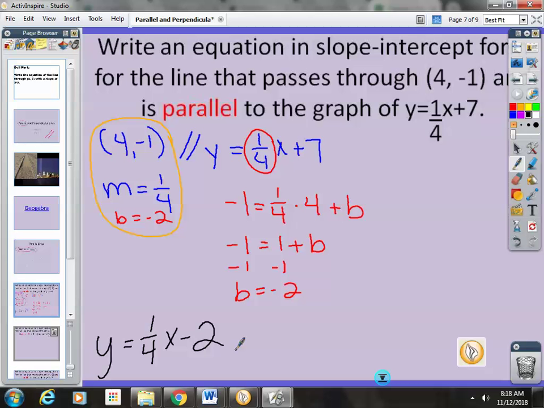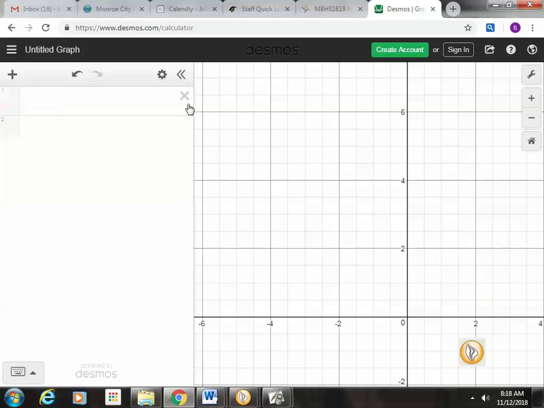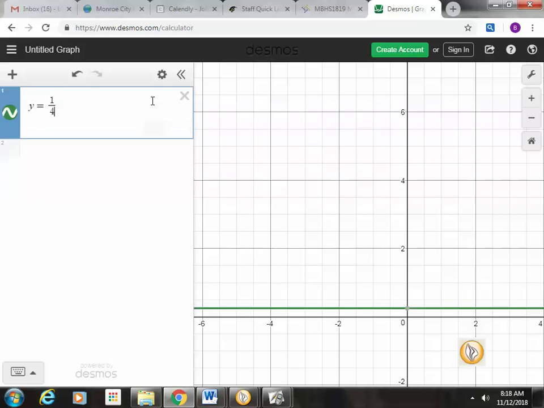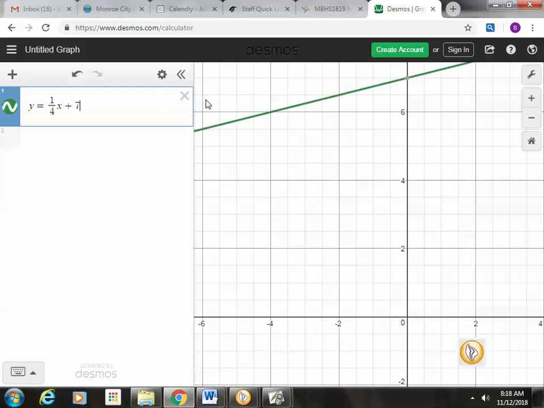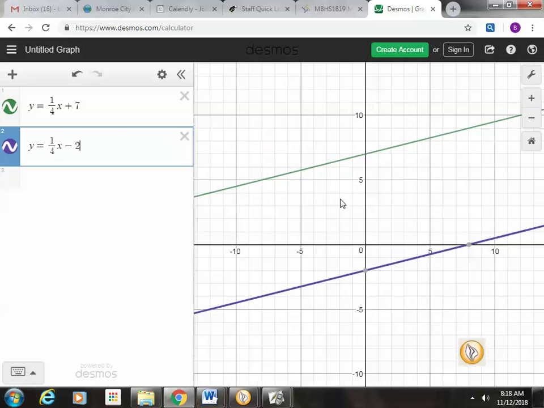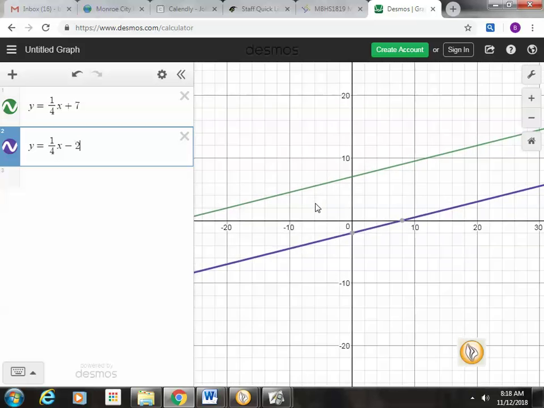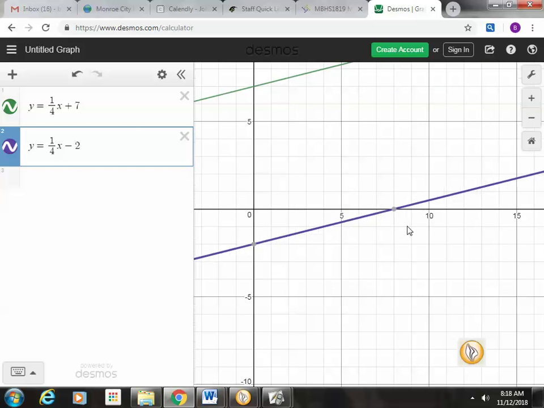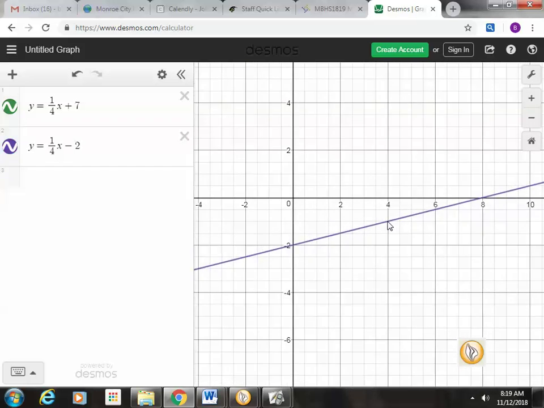Again, for this one, I'm going to graph it on Desmos just so you guys can see the comparison. See that they really are parallel, and we can check to see that our line goes through 4, negative 1. So our original equation, 1/4 x plus 7, and our equation is y equals 1/4 x minus 2. Okay, got our two equations. We can see that they really are parallel, aren't they? Does our line go through the point of 4, negative 1? Here's 4. 4, negative 1. You can see right there that our line really goes through 4, negative 1.